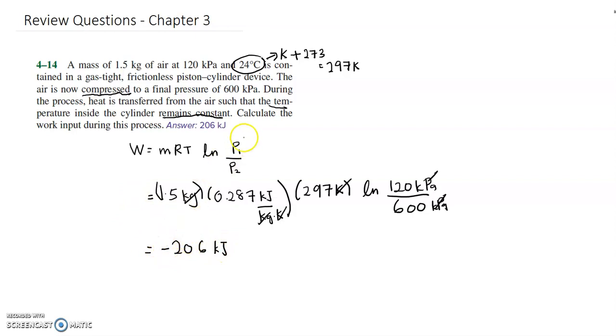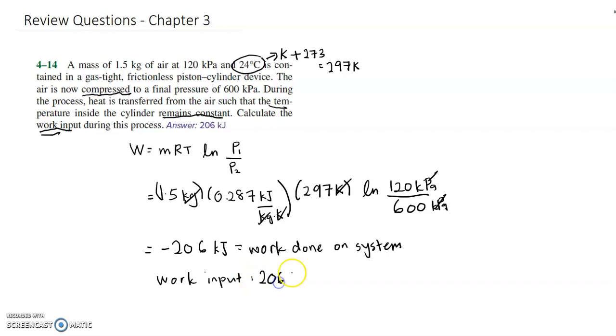But don't get confused because the question asks you to calculate the work input. Okay, work input. This negative 206 kilojoule is the work done on the system. So your work input is positive 206 kilojoule. Okay, so this is the final answer. Okay, next question.